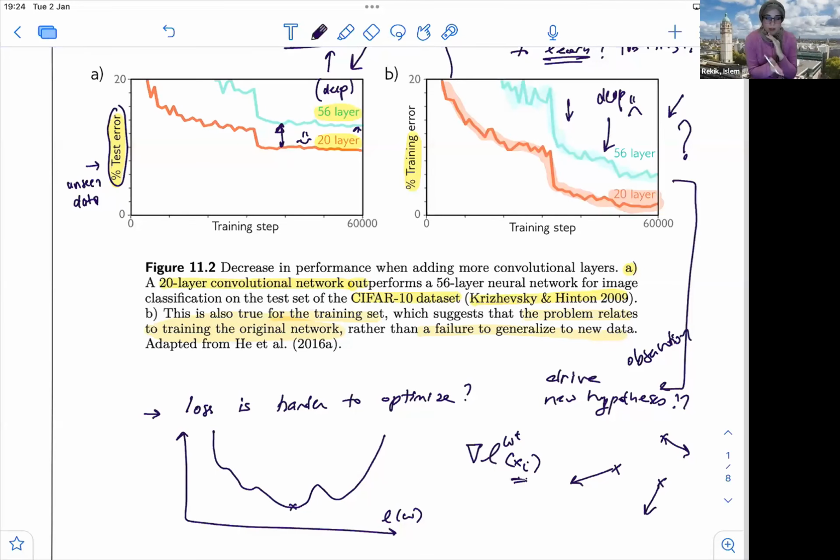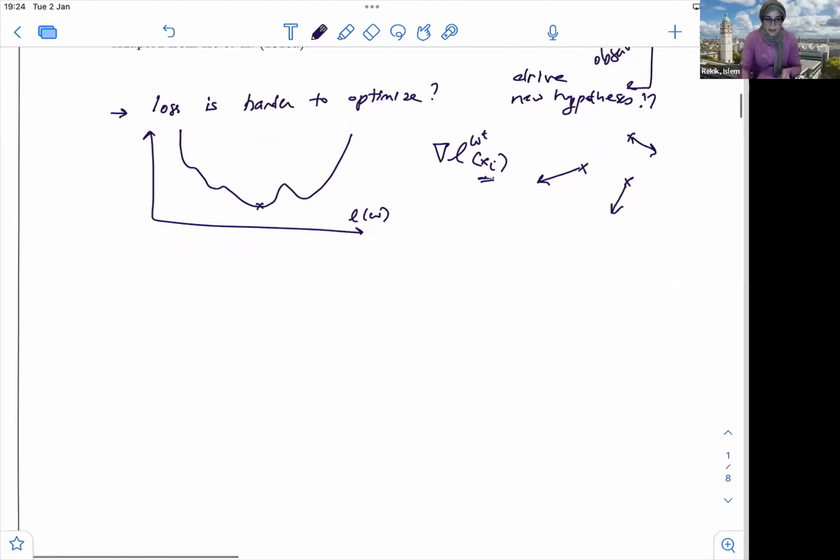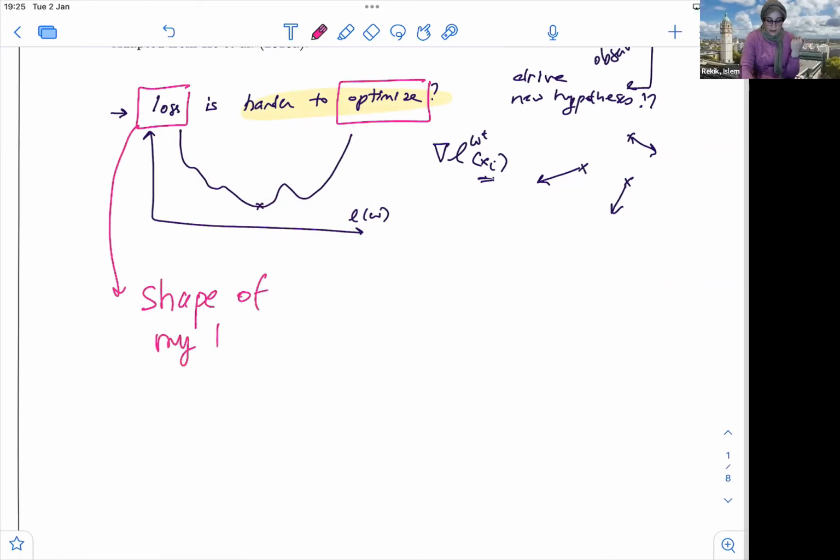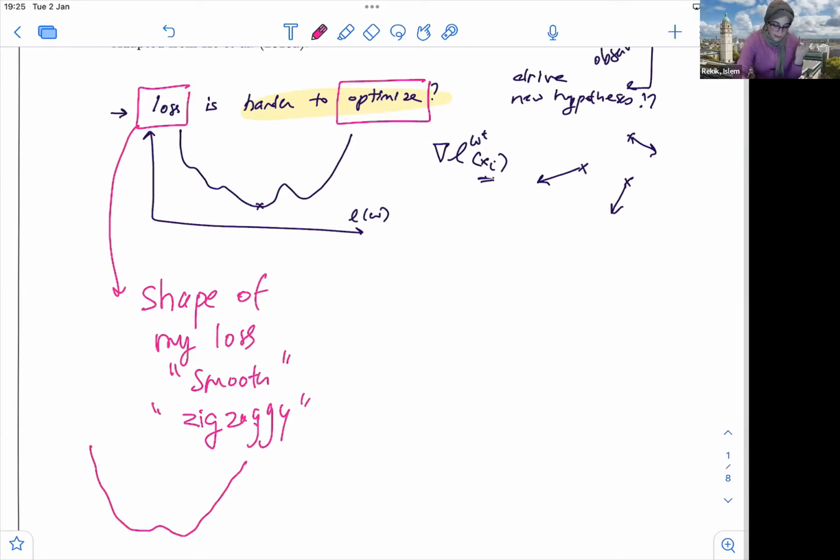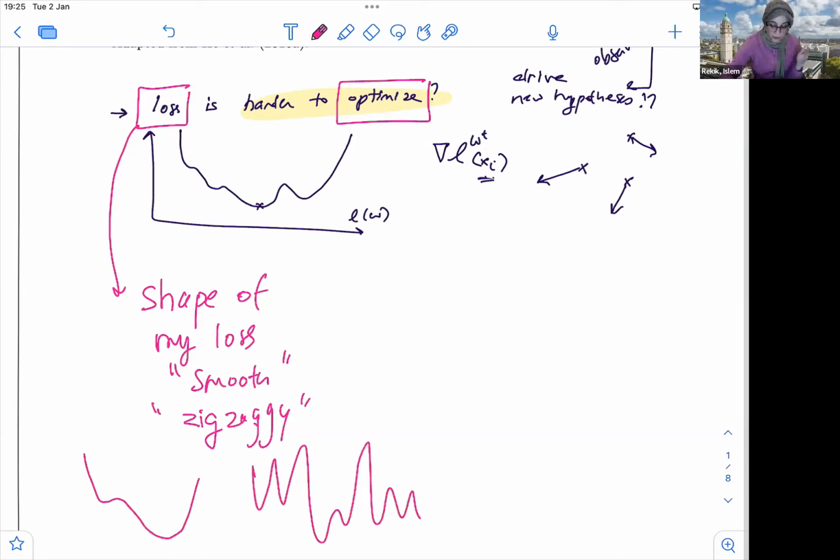So maybe there are two things here that we need to think about. Why is my loss hard to optimize? There are two words here. The first word is loss, the second word is optimize. For the first word, loss, I need to look at the shape of my loss. Is it smooth? Is it kind of zigzaggy? Smooth means I have a loss like this, so for example, it's easy to optimize. Zigzaggy means my loss is really horrible, like it's so hard. We have narrow valleys here. It's so difficult to find an optimum.